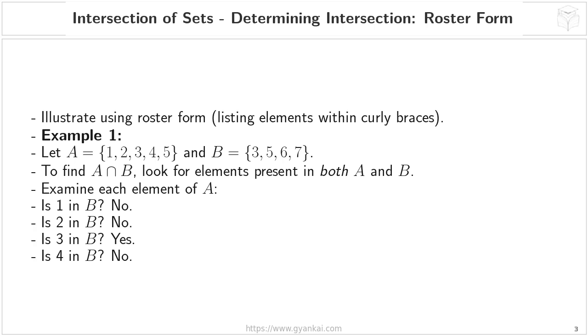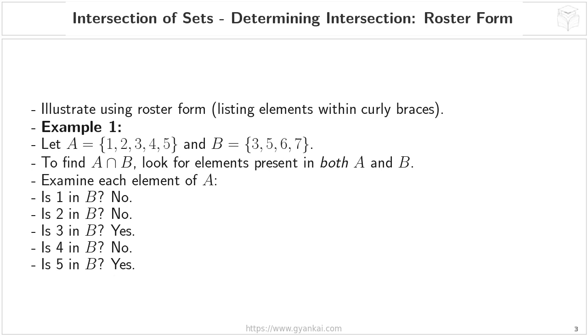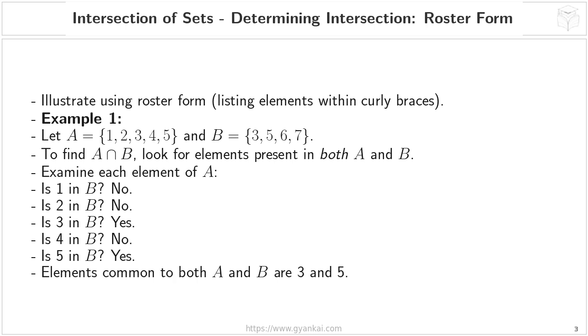Moving on to 4. Is 4 in set B? No. And finally, let's check 5. Is 5 in set B? Yes, 5 is also in set B, so 5 is another common element. Therefore, the elements that are common to both set A and set B are 3 and 5.